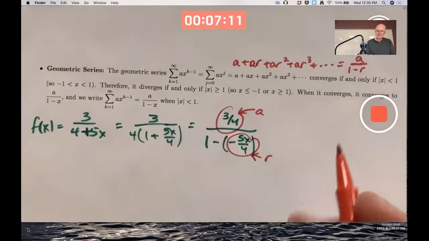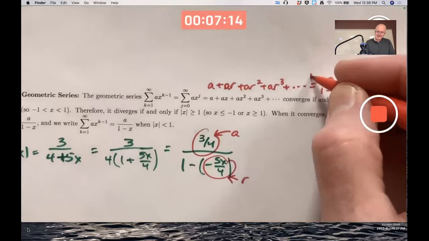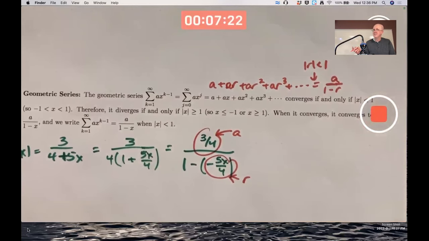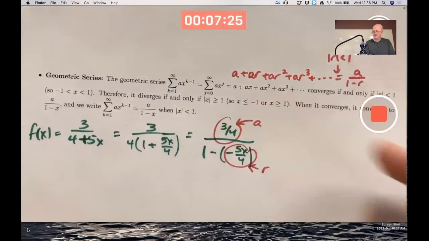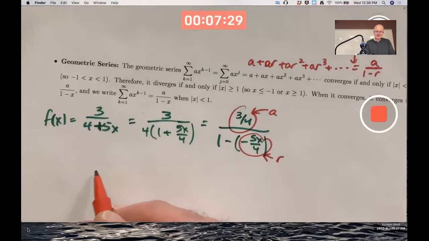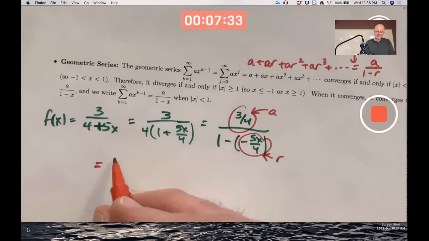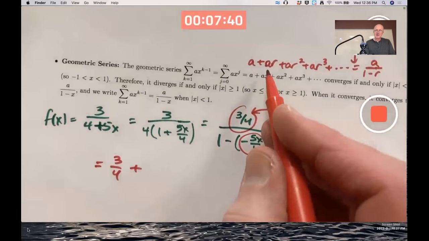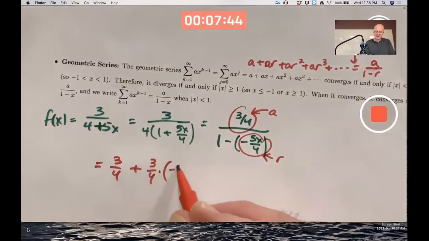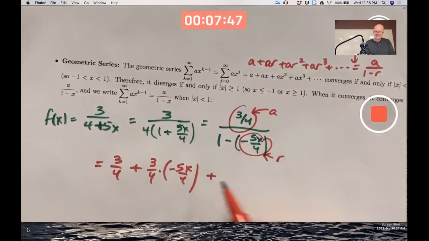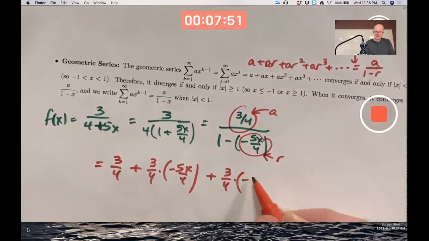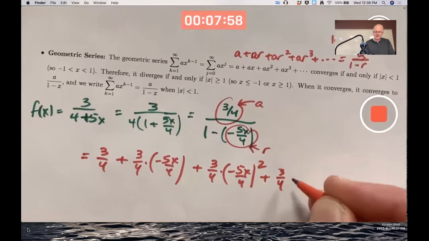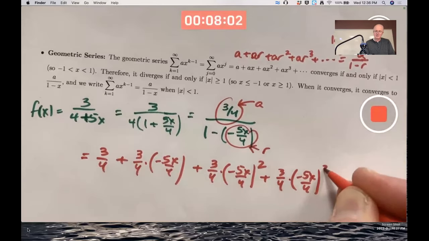So, according to this formula, which is true as long as the absolute value of r is less than 1, r itself is between -1 and 1, I can use it in the reverse, from right to left. I can expand this function as a series. a is 3/4. r is -5x over 4. a times r would be 3/4 times -5x over 4. a times r squared is going to be 3/4 times -5x over 4 quantity squared. a times r cubed is going to be 3/4 times -5x over 4 quantity cubed, etc.